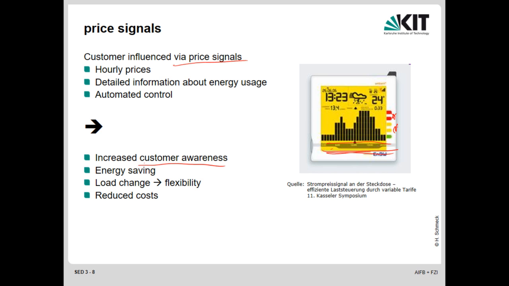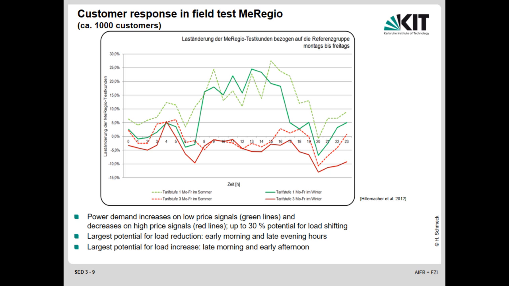This will result in some energy saving, but the main point is that it will lead to a load change, to flexibility, and you know the flexibility is important. And if I go to low price periods, I will have reduced costs. This has been tested in several settings, and in particular in the Meregio project, we tested that with 1,000 customers, who were confronted with different prices at different times of the day in order to study to what extent they would modify their energy usage depending on the price level that they can see.